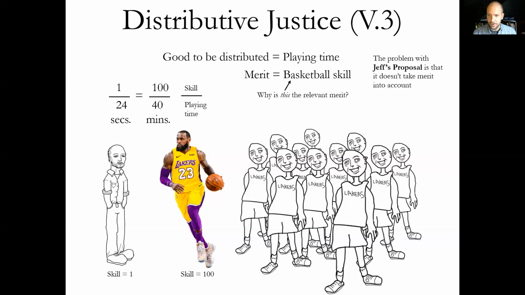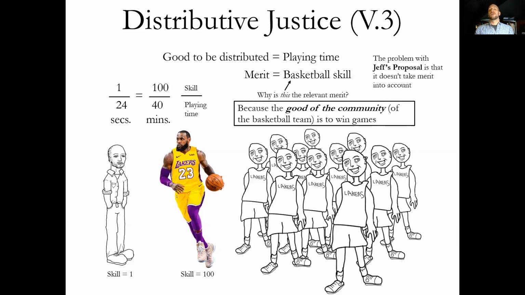Well, that's another further wrinkle to the story. And Aristotle's not as clear about this as he could be, he doesn't state it as directly as he could, I'll put it that way, but he is actually clear about it. Why is basketball skill the relevant merit? Well, it has to do with the good of the community. The good of the community determines what the relevant merit is when it comes time to distribute goods. That's Aristotle's view. And this is really obvious in the case of a basketball team. It's much less obvious in the case of a political community. We'll get there in subsequent videos.